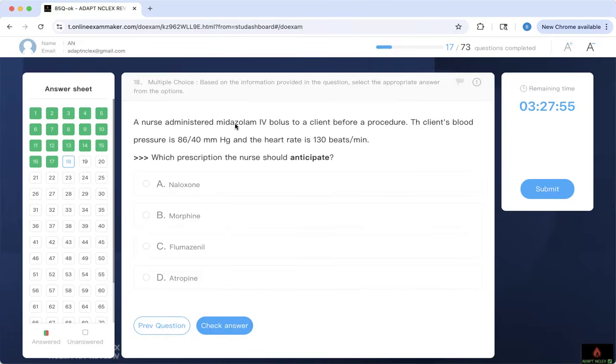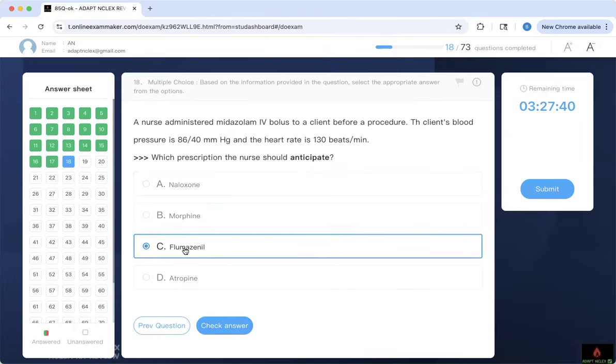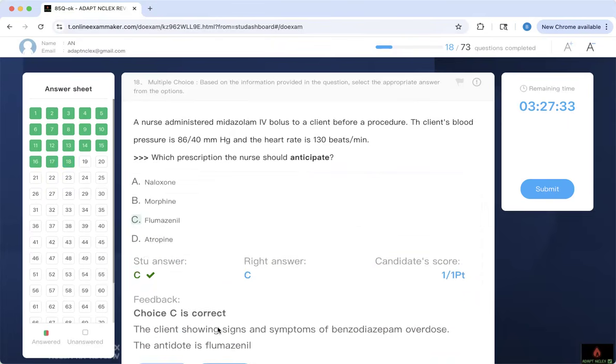Benzos. And now they're bradycardic and tachycardic. You should take away the benzos. Naloxone is for the opiate. Morphine will make the patient's blood pressure drop more. Flumazenil is an antidote for what? Midazolam. Atropine is going to make the heart rate increase. This is your best answer choice.